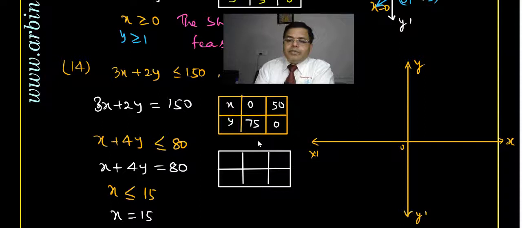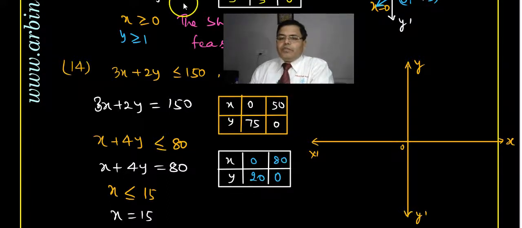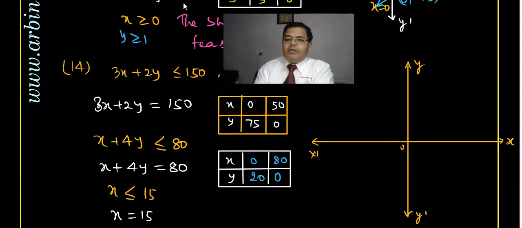Now for the second equation, for x is equal to 0, y is 20. And for y is equal to 0, x is 80. So this is also a point. These are the points we have to formulate. It means the maximum x required is 80 and the maximum y required is 75. So we can think about this and accordingly plot the graph.